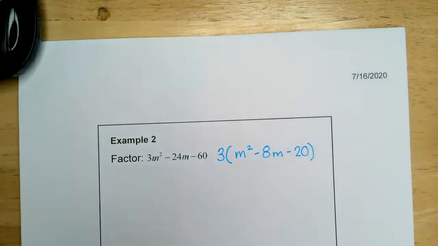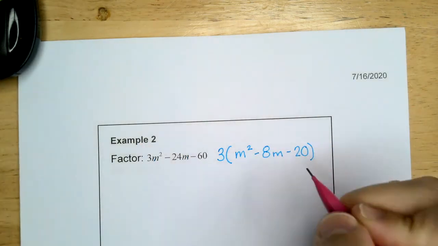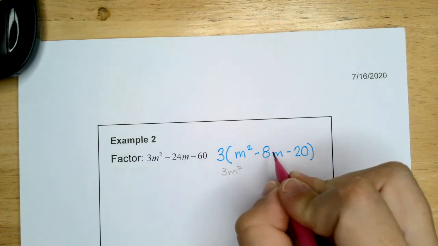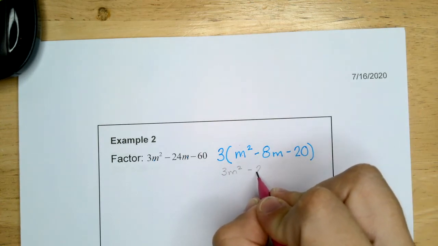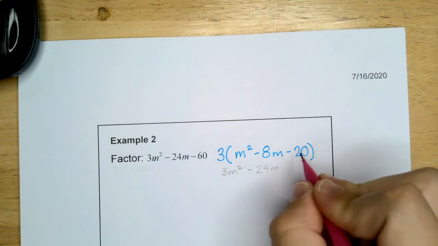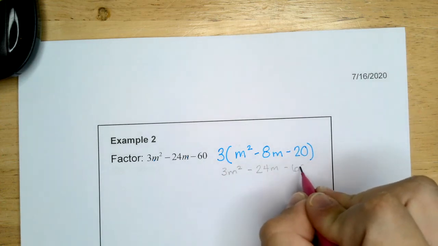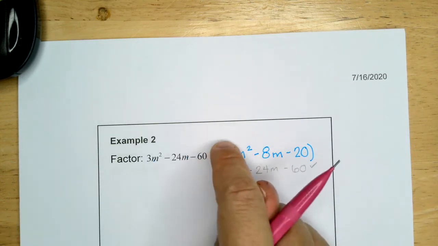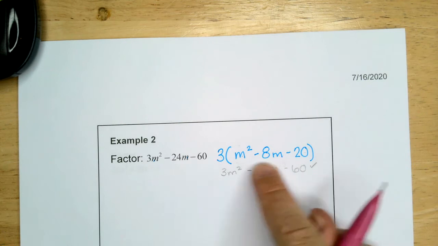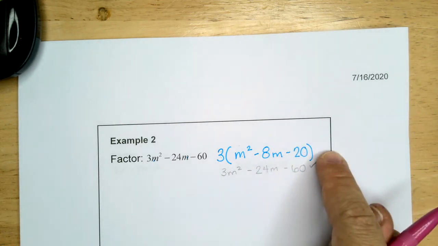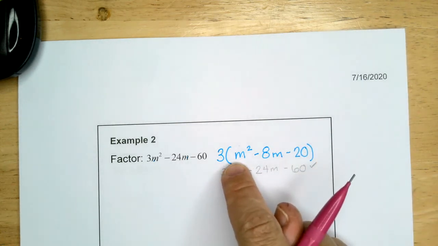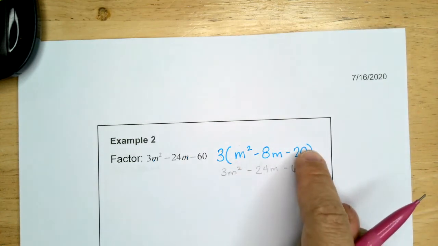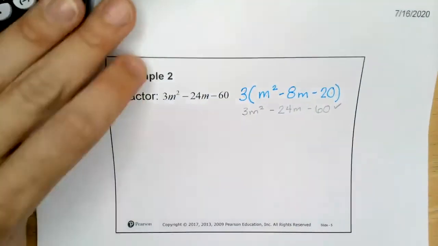Okay. And we can even check that. 3 times m squared is 3m squared. 3 times negative 8m is negative 24m. 3 times negative 20 is negative 60. So we know we factored that okay. We factored out the greatest common factor. And our remaining trinomial is x squared plus bx plus c. So that's good. Now we can just do what we were doing in example 1.